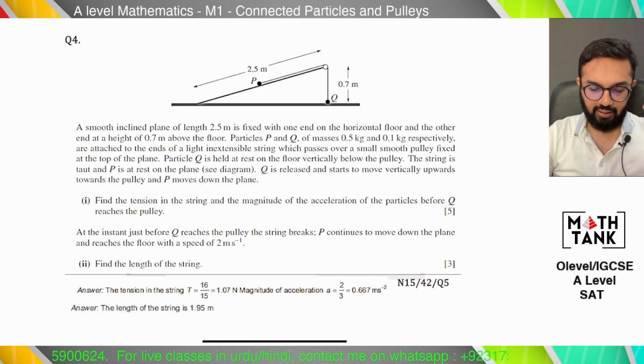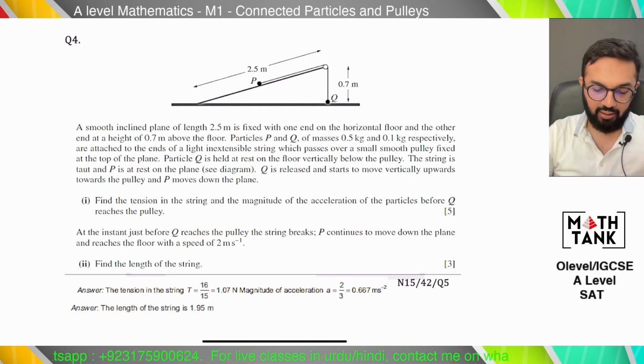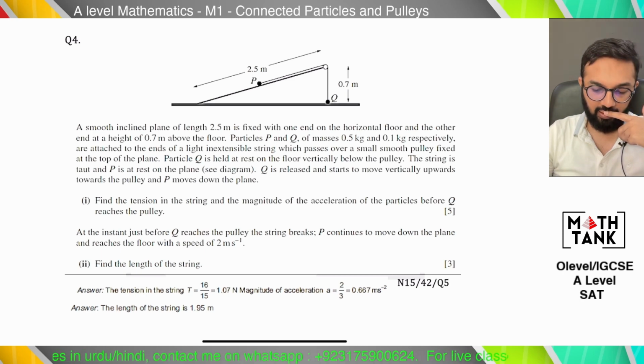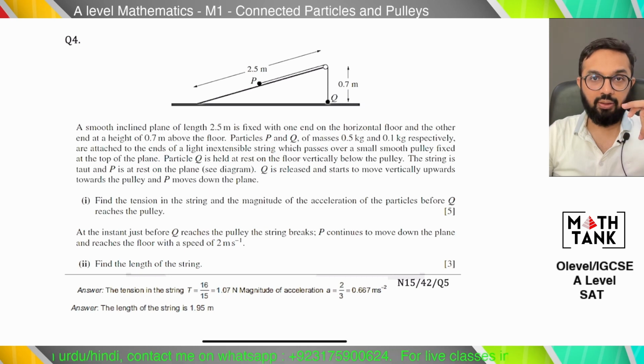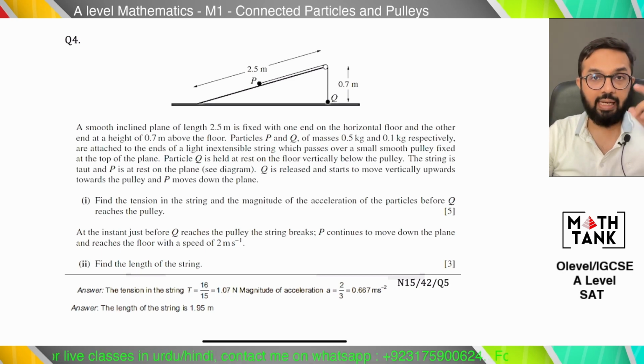It says a smooth inclined plane of length 2.5 meters is fixed with one end on the horizontal floor and the other end at a height of 0.7 meters above the floor. Particles P and Q of mass 0.5 kg and 0.1 kg respectively are attached to the ends of a light inextensible string which passes over a smooth fixed pulley fixed at the top of the plane. Particle Q is held at rest on the floor vertically below the pulley. The string is taut and P is at rest on the plane.